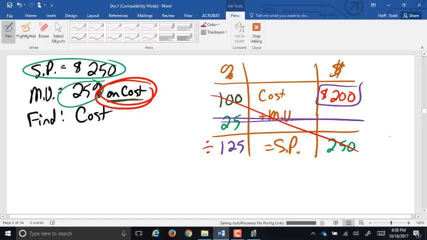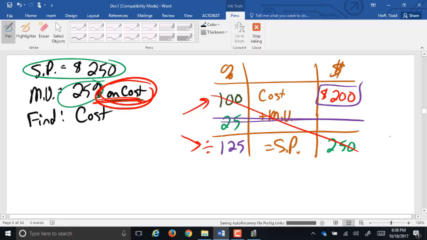Just to show the importance of being very, very careful. Just one or two little words makes the difference between where you put that 100%, whether it goes with the cost or whether it goes with the selling price. You put it in the wrong spot and you are out of luck.